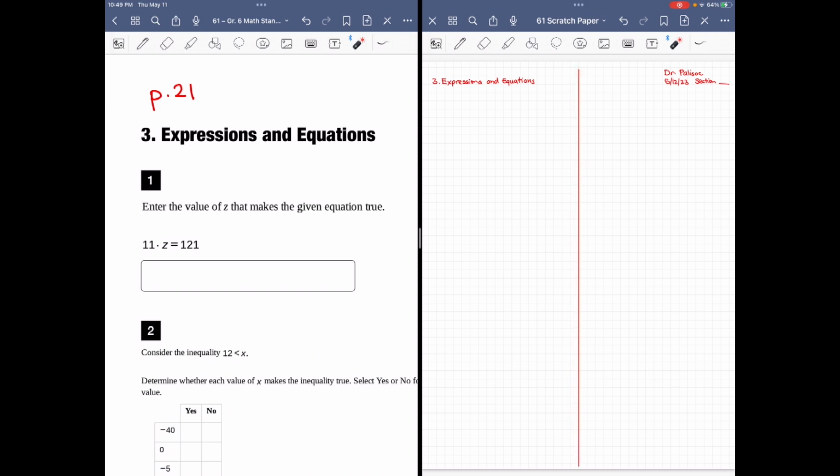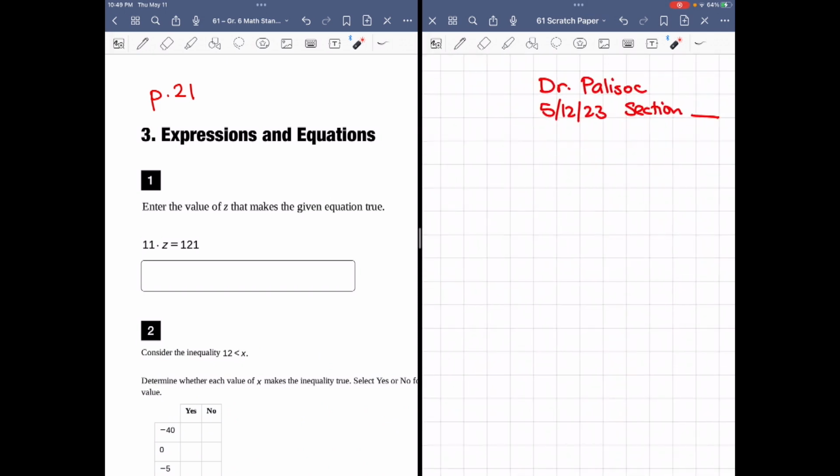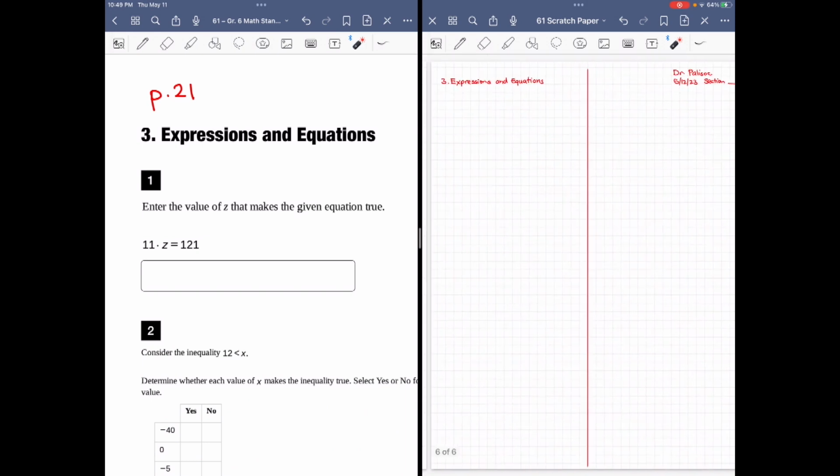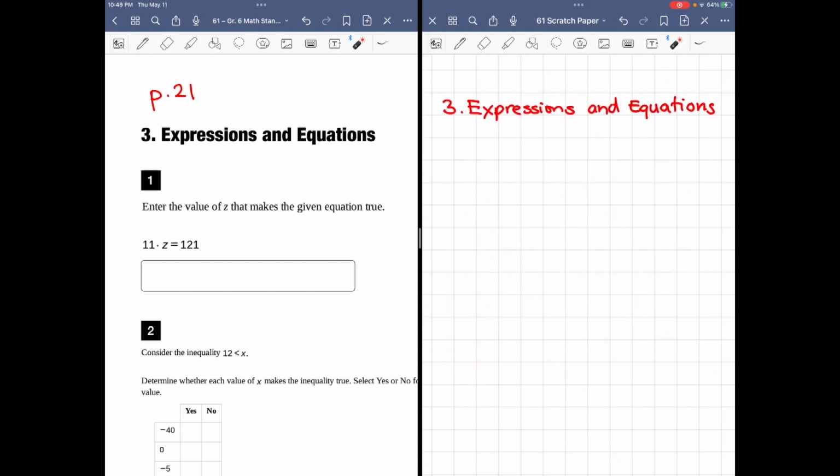On the right side, upper right hand corner, write down your name, today's date, and your section. And on the left side, write down practice test number 3, expressions and equations. Go ahead and pause the video, and when you're ready to proceed, restart the video.